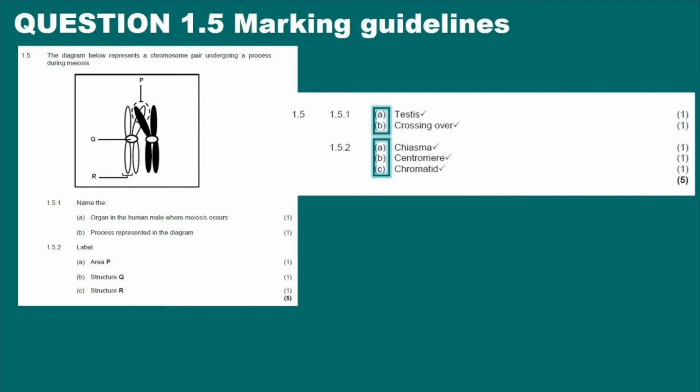The reason why it's a chromatid and not a chromosome is because structure R, the label, indicates only half of the chromosome. It does not indicate the entire chromosome. So that's very important. If you wrote the word chromosome here, you would not have received your marks.